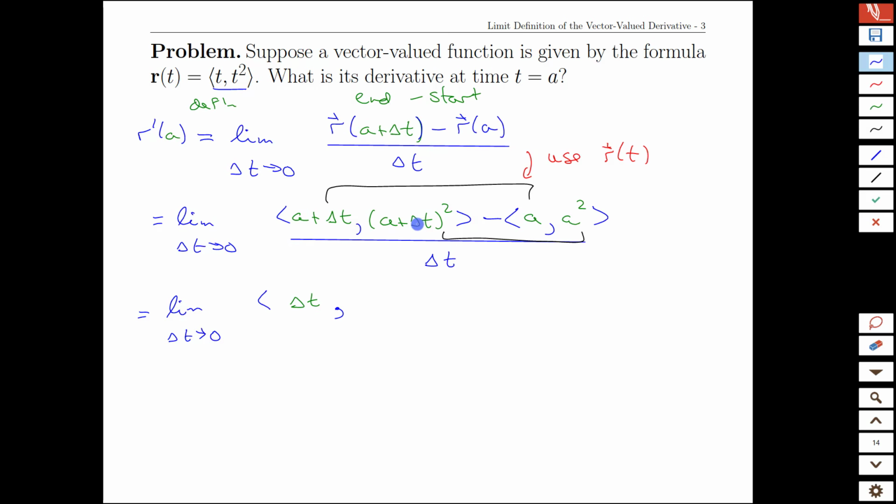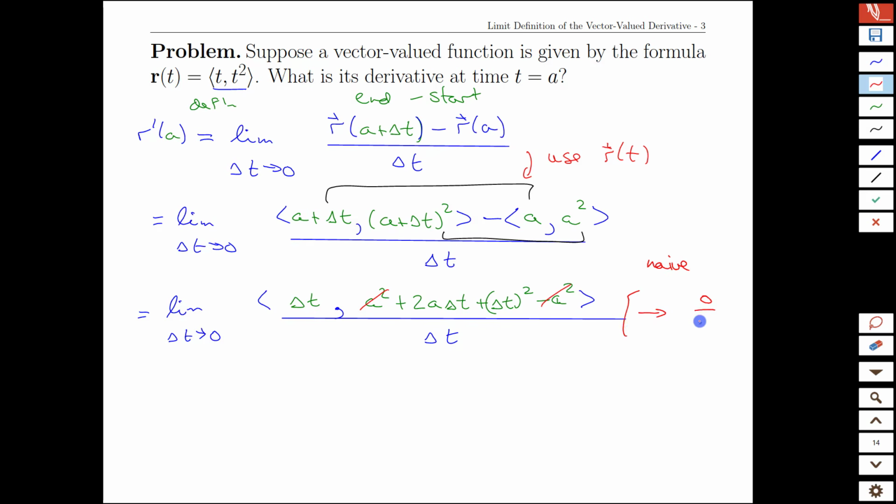This might take a little bit more work. We'll expand this first. We'll have a squared plus 2a delta t plus delta t all squared minus a squared. And again, all of that over delta t. And we also see immediately that these a squareds here cancel. So if we were to do a naive limit right now, we'd see some possibilities of cancellation, but it still looks like it would be 0 over 0.